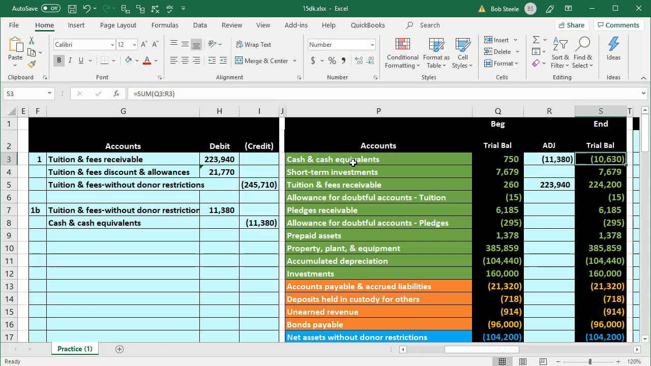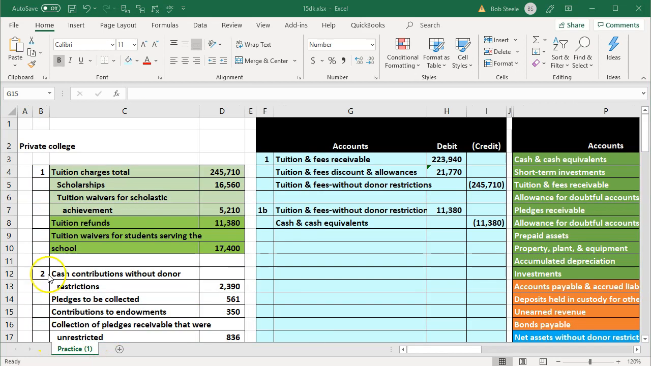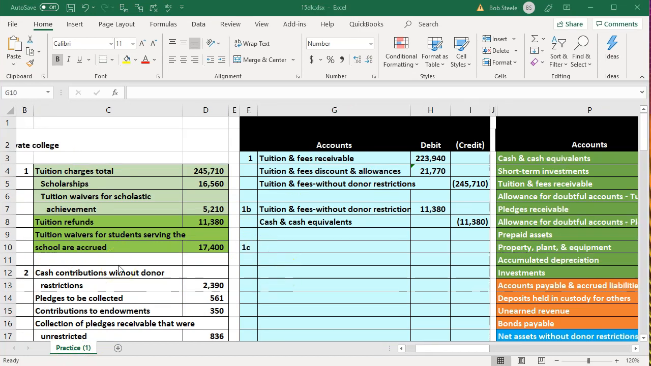Now that does make us go into a negative balance if we're overdrawn in cash. Don't let that throw you off. And then we have the final component of number 1. Tuition waivers for students serving the school are accrued. So we have students that are serving the school. We're going to say that they're going to be teachers' assistants, and we're going to accrue the wages that they're going to have because we're going to waive the tuition for the work that they have done.